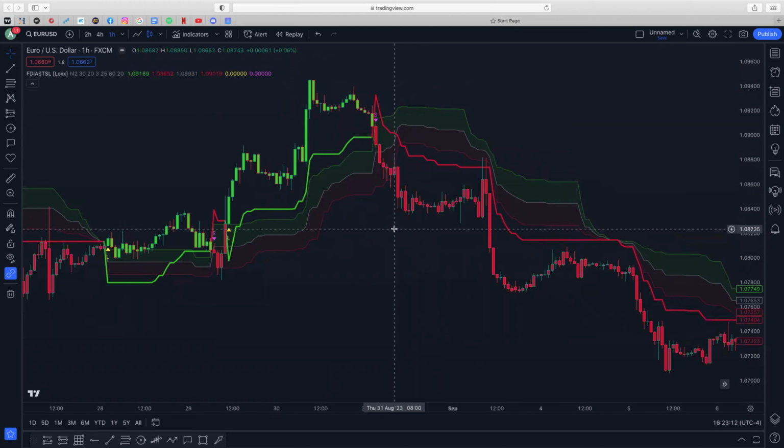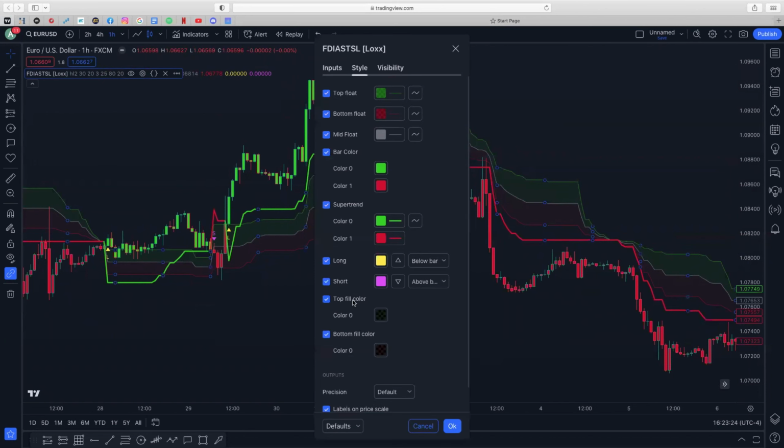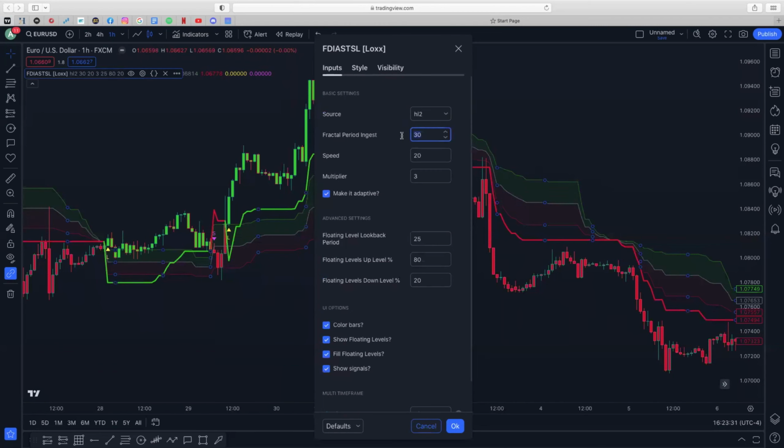Head over to the indicator settings and make necessary adjustments to find the best values. You can refer to the video for guidance on how to do this effectively. So you have to use the settings as displayed in this video. First off, we go to input and change this. Fractal period, change this to 45. Change the speed to 21. Change the multiplier to 4.